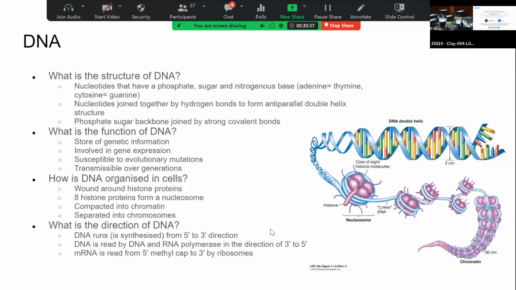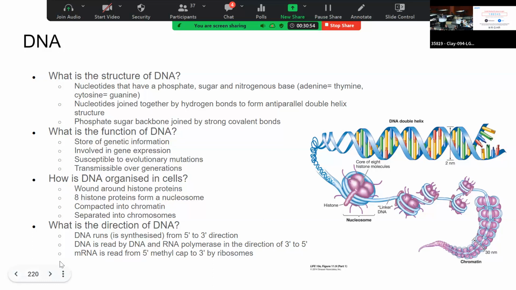And just with DNA, know that most of it is synthesized in a 5' to 3' direction, meaning everything is read in a 3' to 5' way. So you can remember 3, 4, 5, that's the order you read things in. The only exception to that is messenger RNA, which is read from the 5-methyl cap to the 3' by the ribosomes.